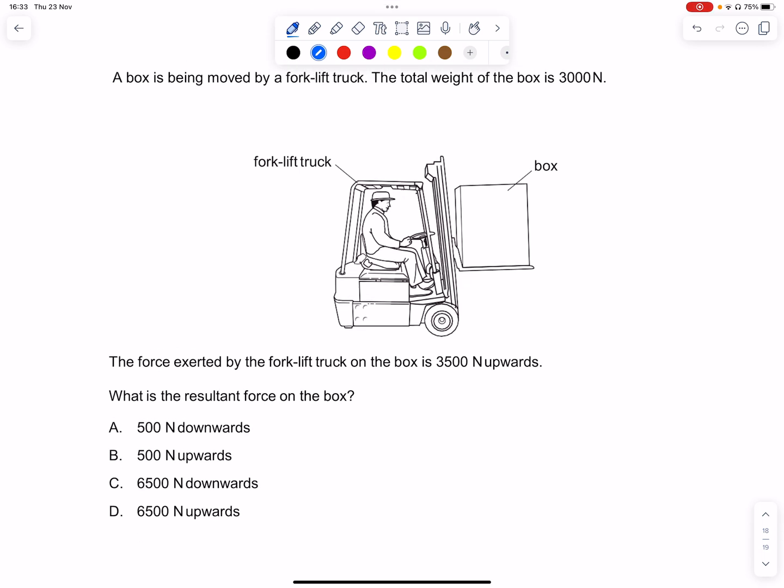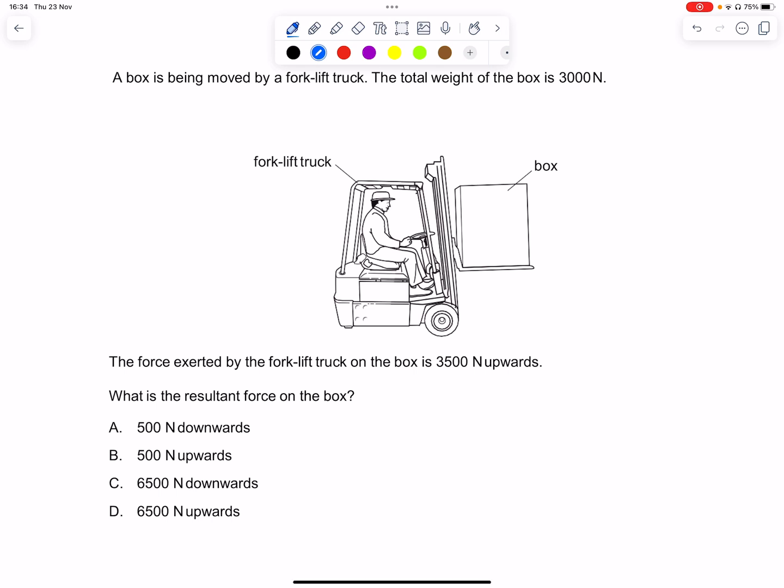Okay, another question. A box is being moved by a forklift truck. The total weight of the box is 3,000 newtons. The force exerted by the forklift truck on the box is 3,500 newtons upwards. What is the resultant force on the box?